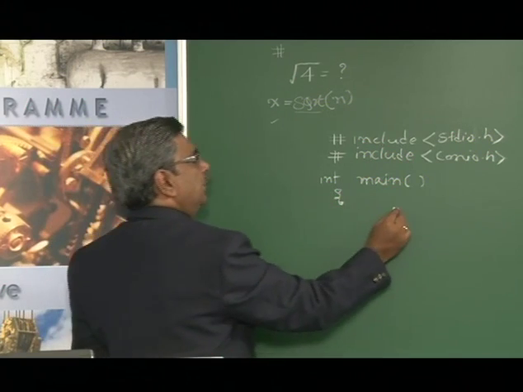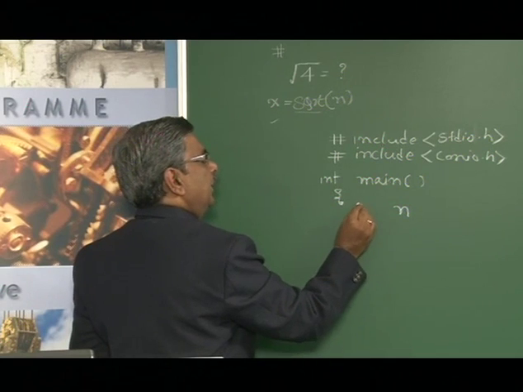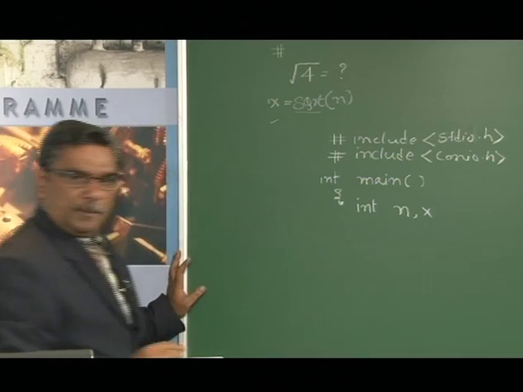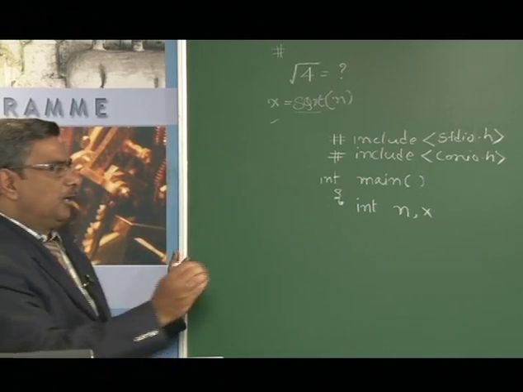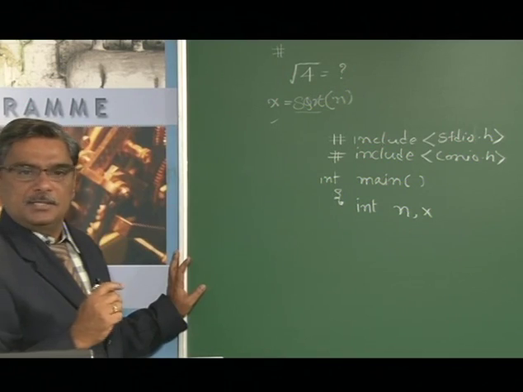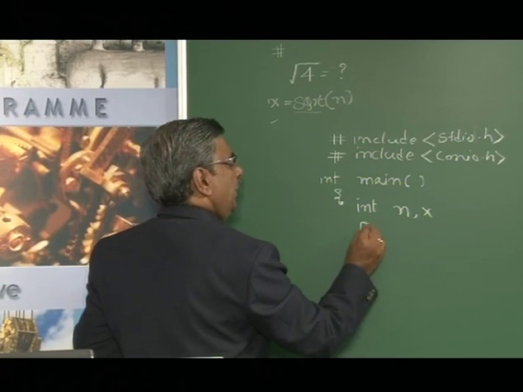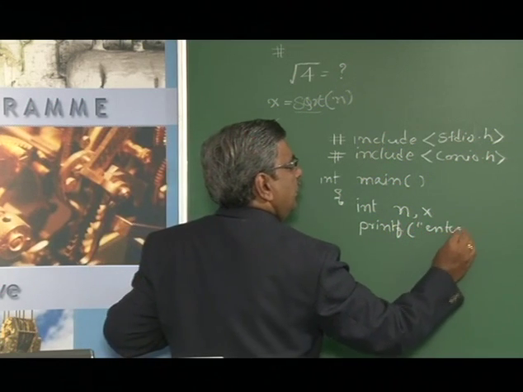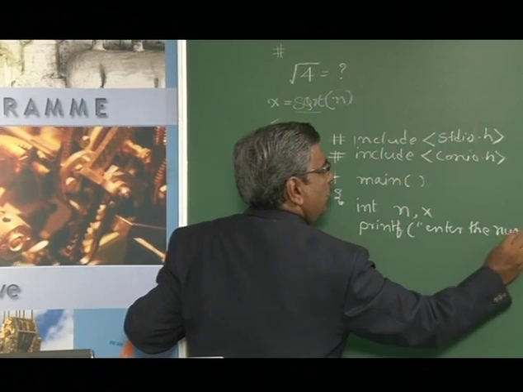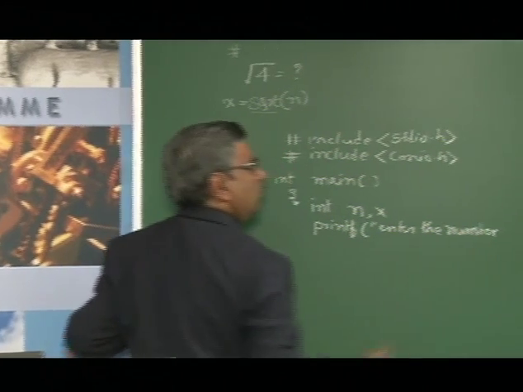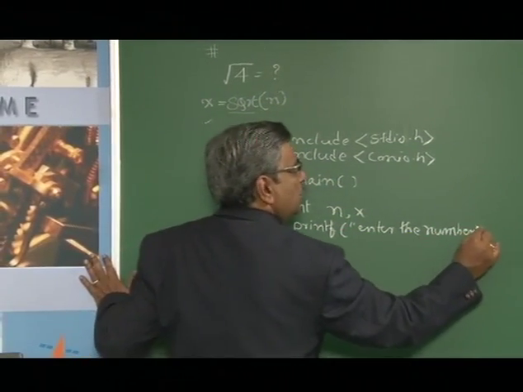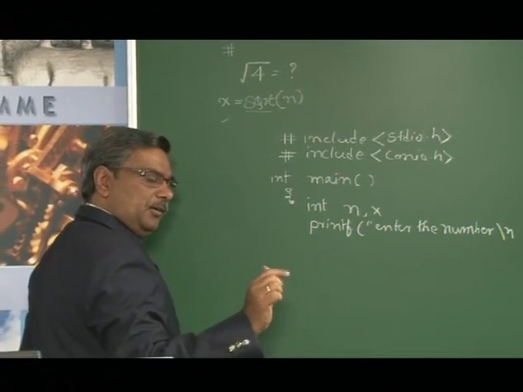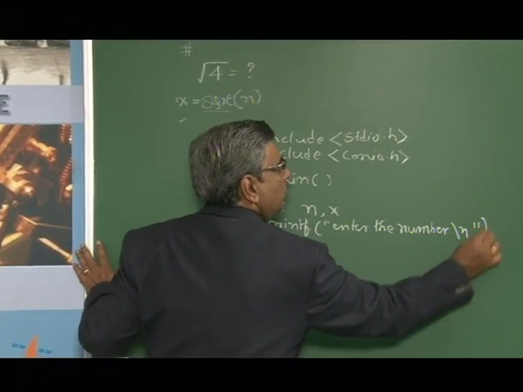The number for which you are calculating the square root, let it be int. Let us introduce one more variable x, to which the square root of n is assigned. First you should ask the user to enter the value of n. printf, enter the number for which you are calculating the value of square root. If you use \n, the control goes to the next line. It waits until you enter the value.